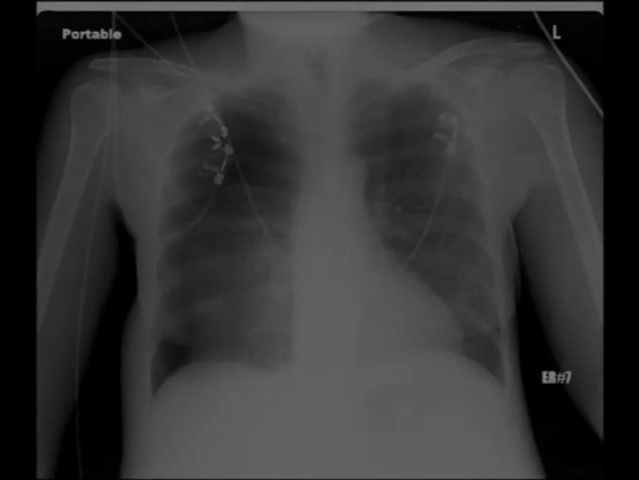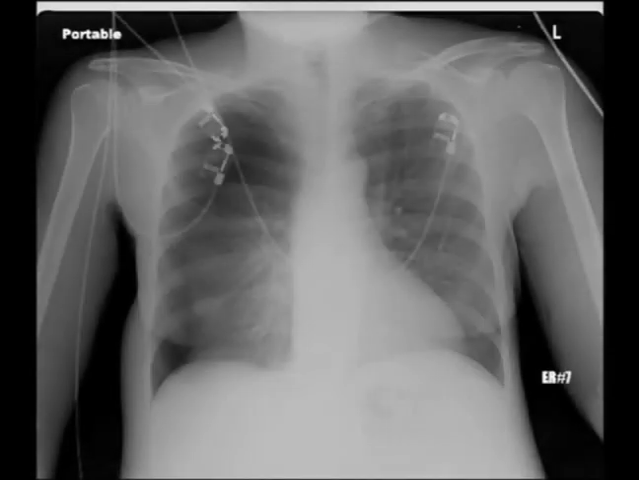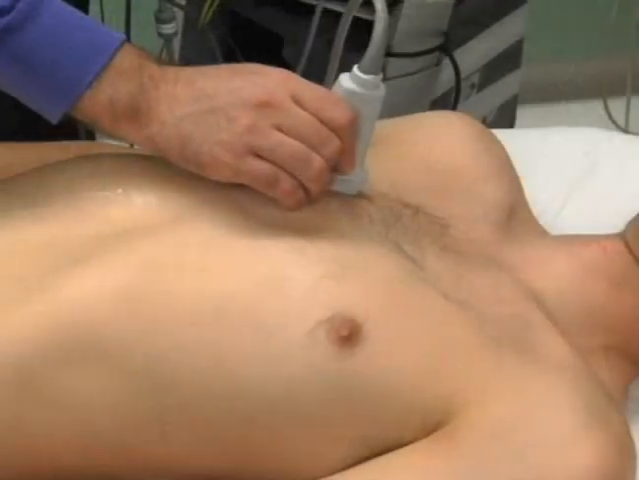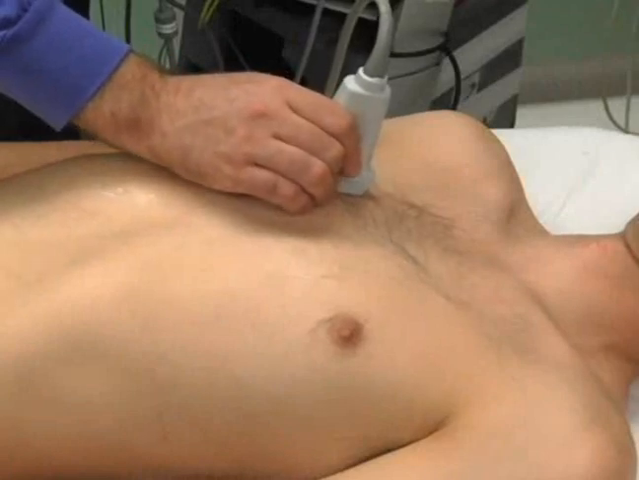Whether traumatic or spontaneous, a pneumothorax is potentially life-threatening. Physicians are often called upon to recognize and treat pneumothoraces immediately.